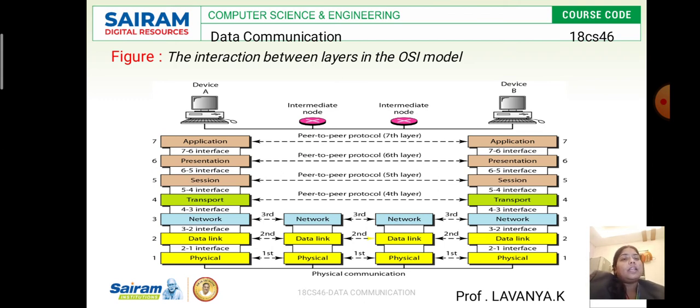Then the next layer is the network layer. Then what is the network layer? The network layer takes the data already received from the transport layer and converts it into the form of packets. The packet is going to be sent from source to destination.